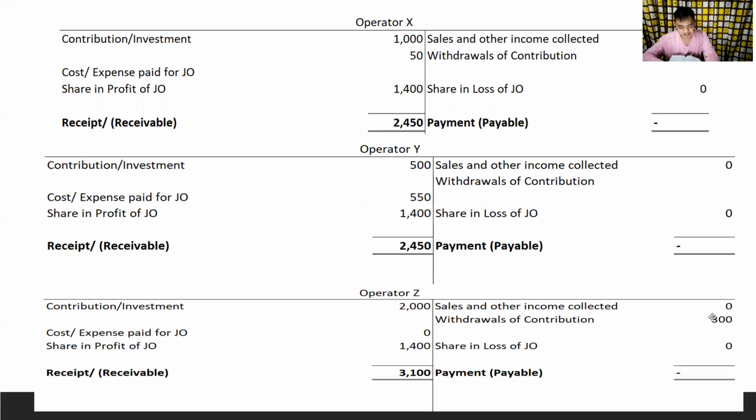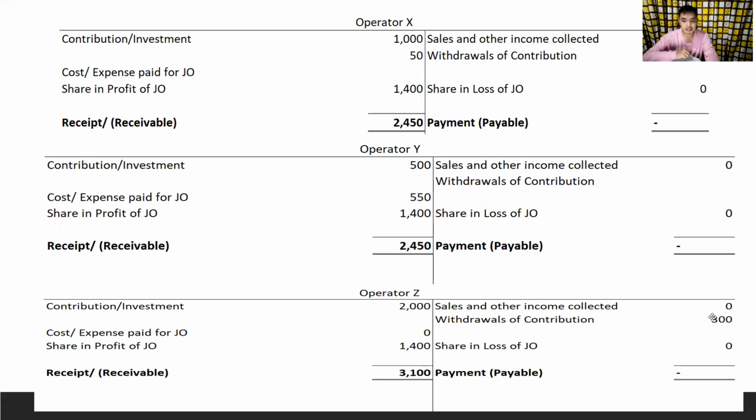Next is how much is the contribution or how much is the cash receipt or cash payment of X, Y, Z respectively. Starting with operator X, the contribution investment stated in letter A was sent by X to Y. So that's his contribution, 1,000. Freight plus 50, according to B, paid by X. And the share in profit of joint operation that has been computed a while ago, 1,400, with a total of 2,450.